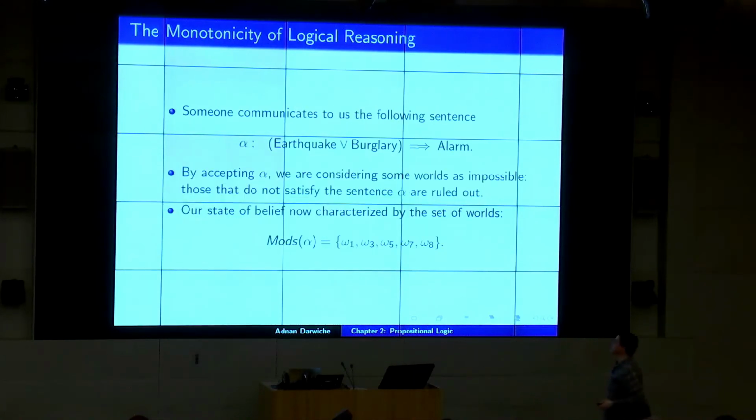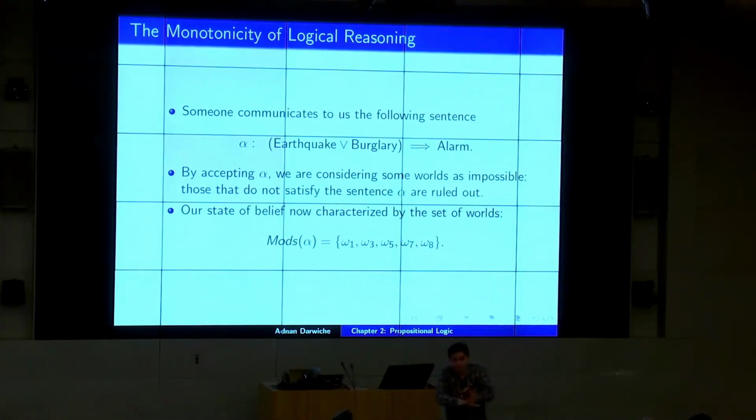Okay, let's go to this last part, which is the other insights I want you to see. Look at what happened, which is the idea of smaller is better when it comes to knowledge. That is, the smaller the set of worlds, the more you know. Someone communicates to us the following sentence, alpha, which says, earthquake or burglary implies alarm. What happened here?